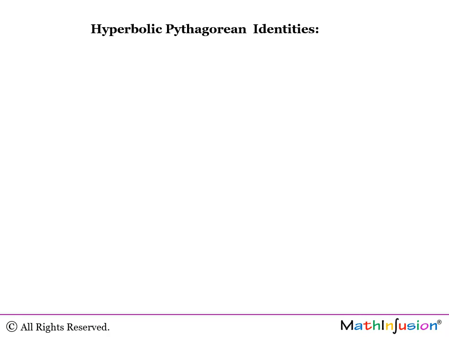In part 1 we noticed that hyperbolic functions are very similar to trigonometric functions. And here we continue and we find that there are even more similarities between the two kinds of functions. We will start with hyperbolic Pythagorean identities.